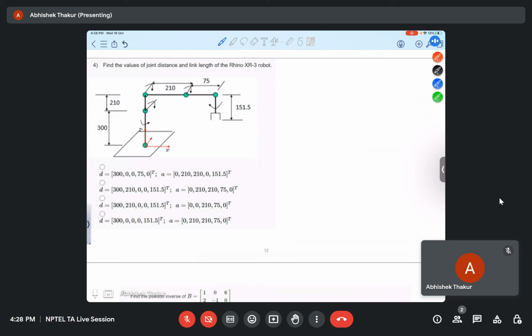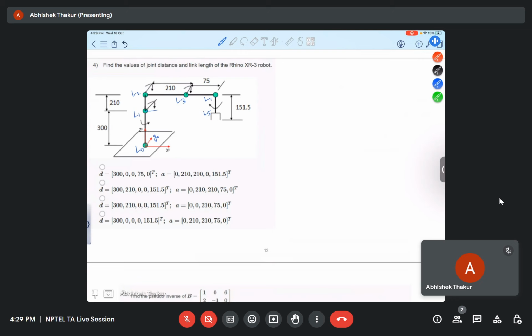So now this question we have. So here, this is our L0, L1, L2, L3, L4, and L5. So first we'll assign the coordinate axes. This is X0, Z0, Y0.